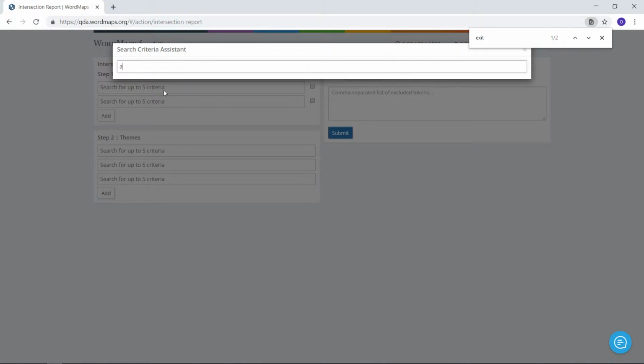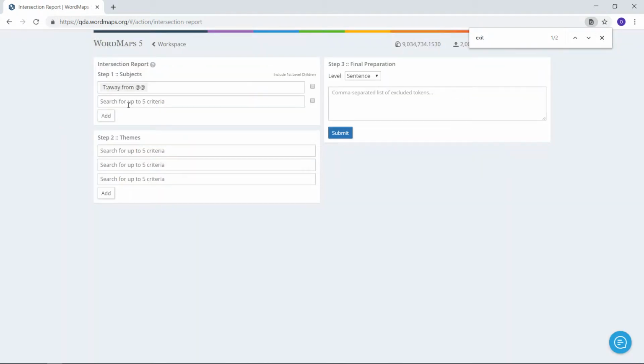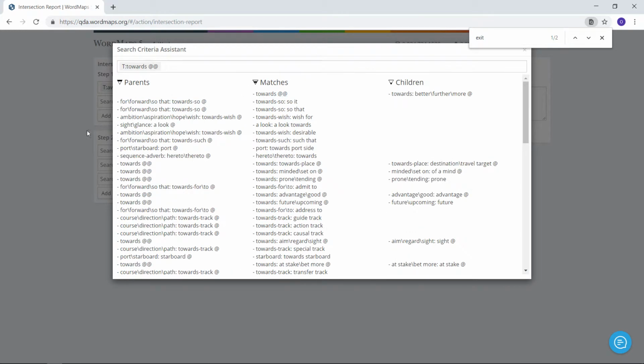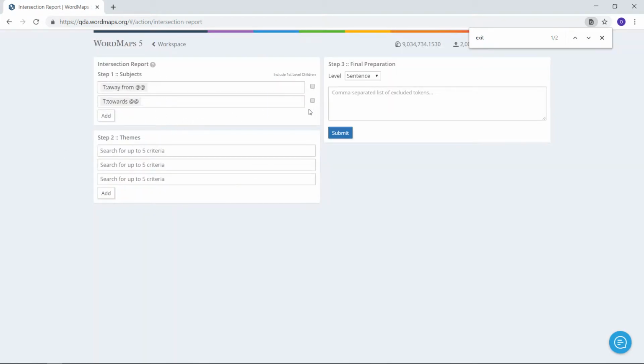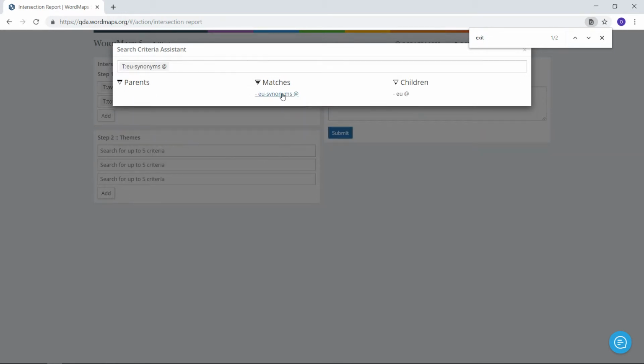I again ask for something that is away from. I could also add towards, which would kind of be the composite direction. And I can add several others, but I'm just going to stay with these two here. I'm now marking that I want away from and toward to be expanded. I want to have the first level children of these two parent topics be expanded into the analysis. And I want this to be cross-tabbed with any synonym of EU. And we have these here.